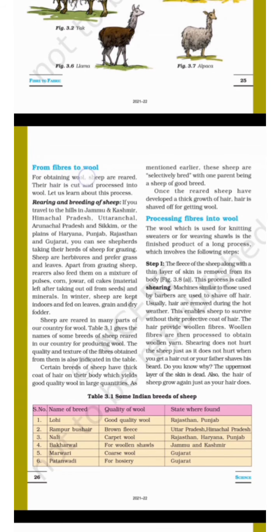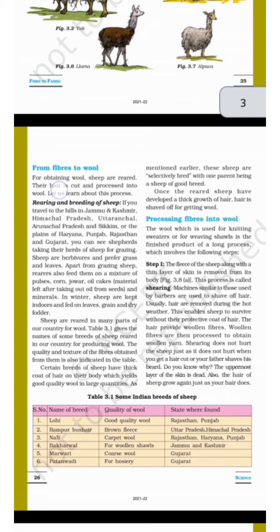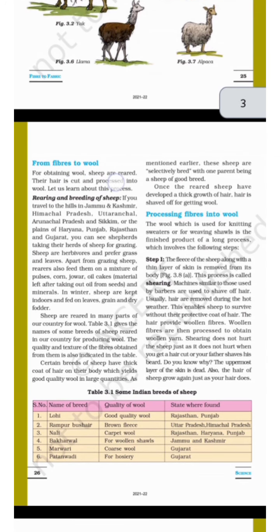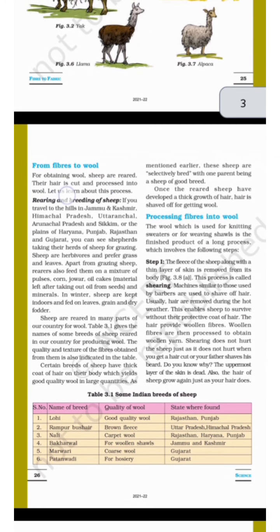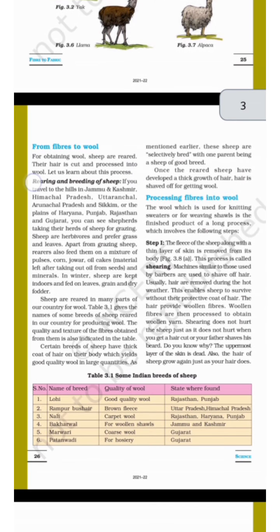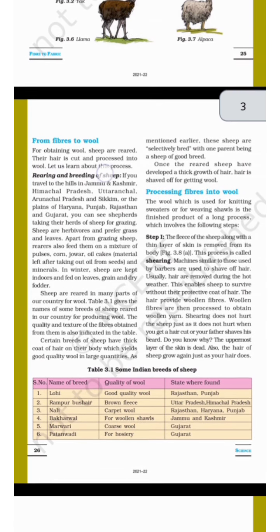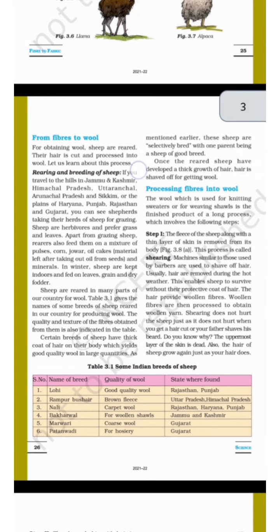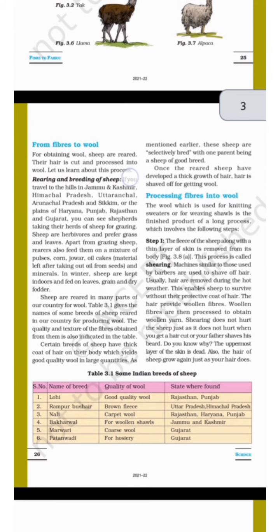From fiber to wool. For obtaining wool, sheep are reared. Their hair is cut and processed into wool. Let us know about this process. Do you know how the fleece of the sheep is obtained? These hairs are cut from the sheep for obtaining wool, right? For obtaining wool, the sheep are grown in the fields. Let us discuss the process of obtaining wool from sheep.